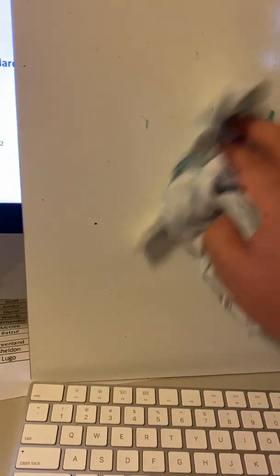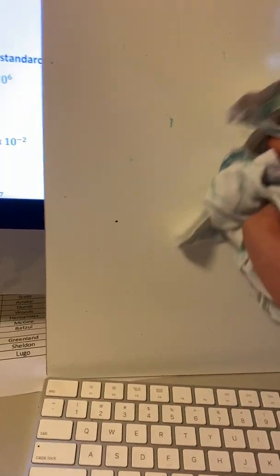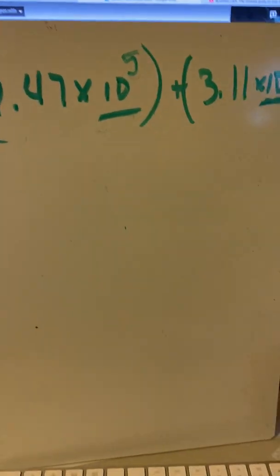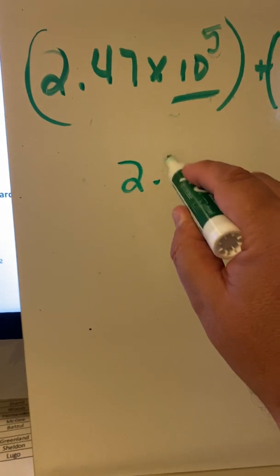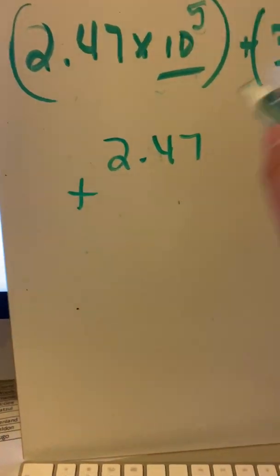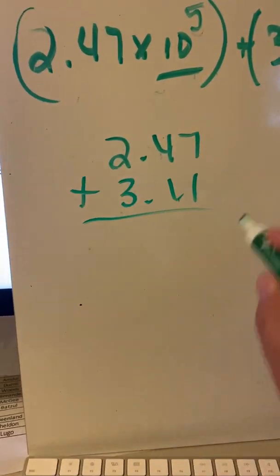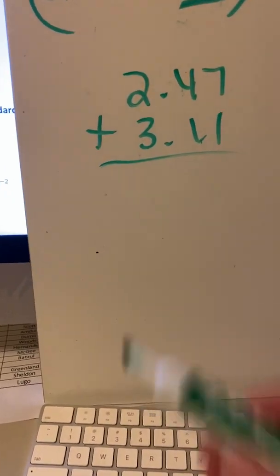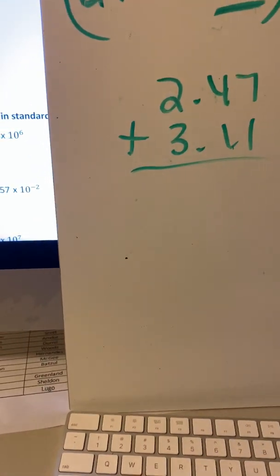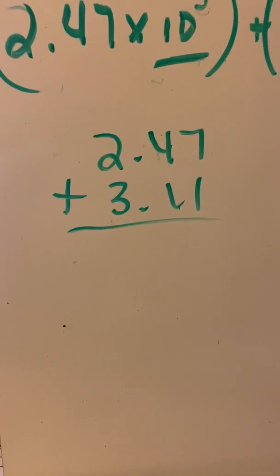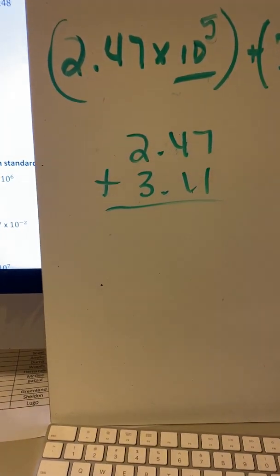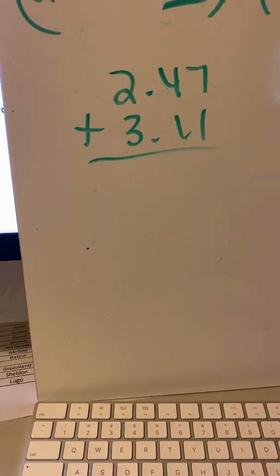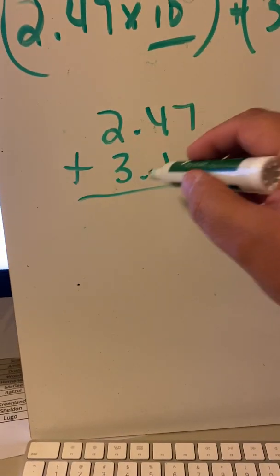If they have like terms, if they have like scientific notation, then all this is an addition problem. 2.47 plus 3.11. Boom. That's all it is. Line up the decimal. That's the only thing on these that you're going to get today for addition and subtraction. That is the only thing that will mess people up. You have to line up the decimal points.